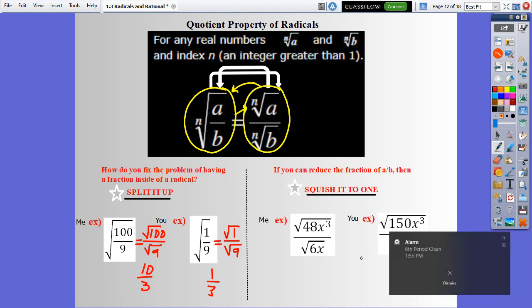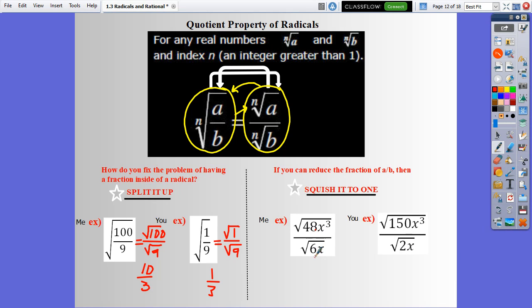But what I've noticed here is 48 divided by 6. And x cubed and x. There's some things here I can work with. So why don't I go ahead and write this as one big fraction rather than two separate radicals, one big radical with a fraction inside. Now, I know that's like, wait a minute, you said no fractions inside. That's true. But notice what's going to happen here.